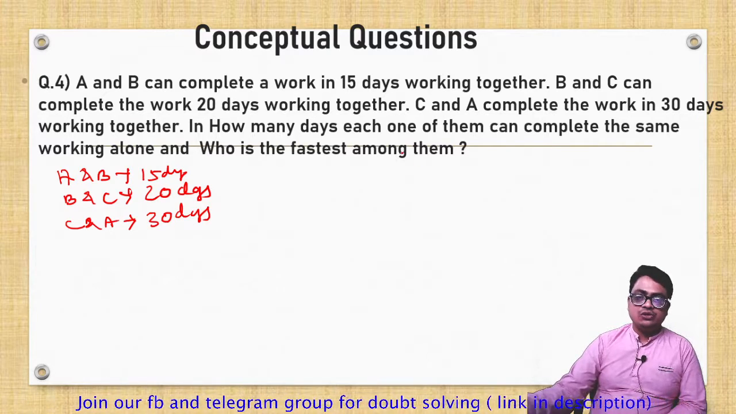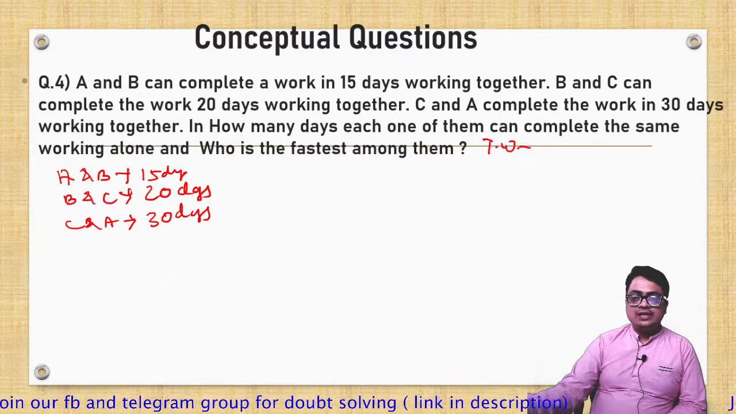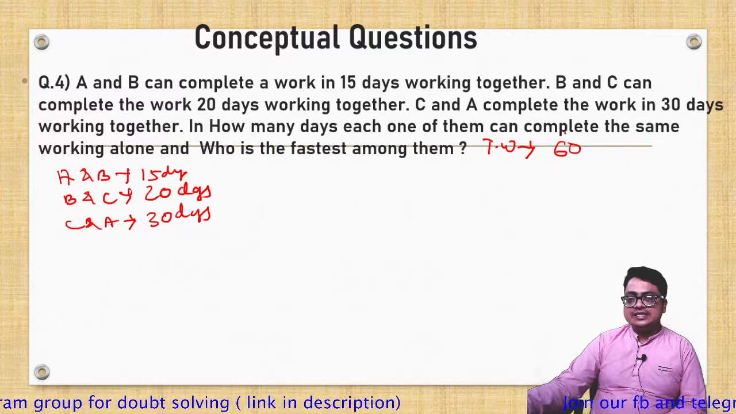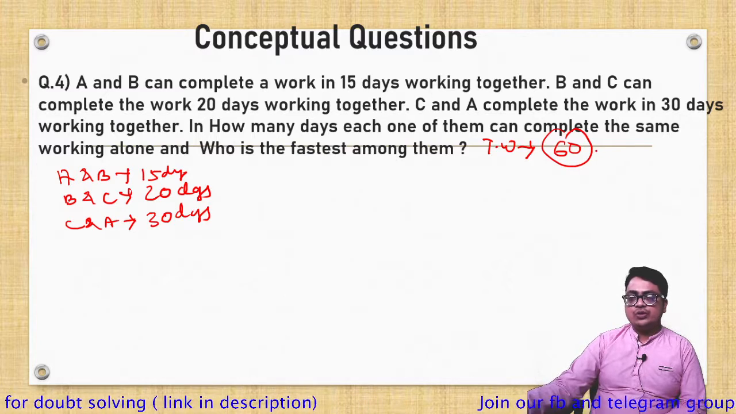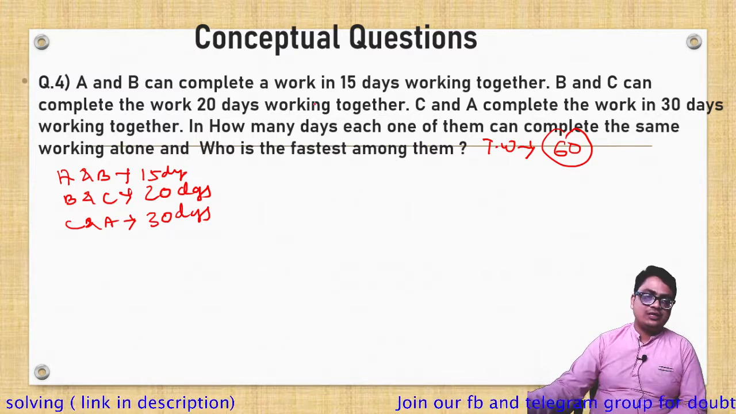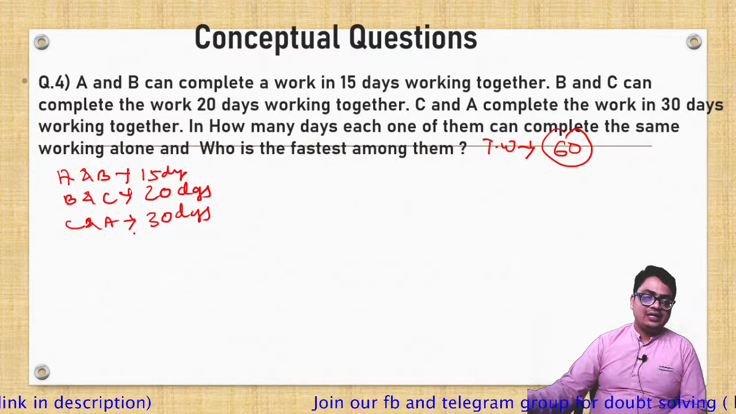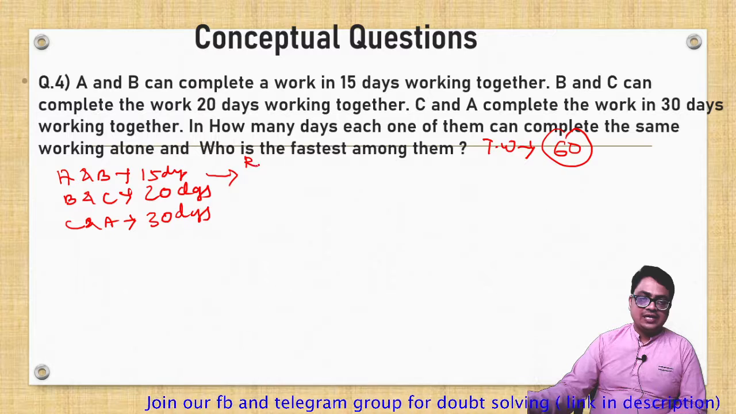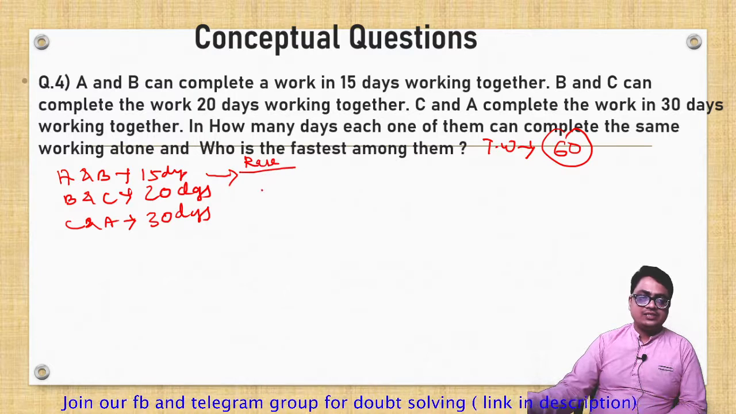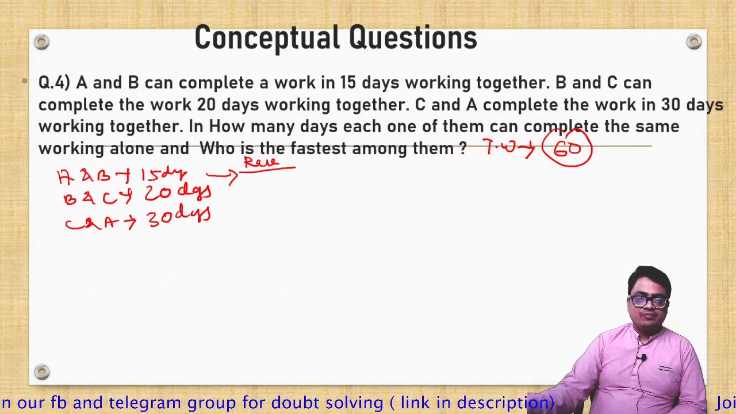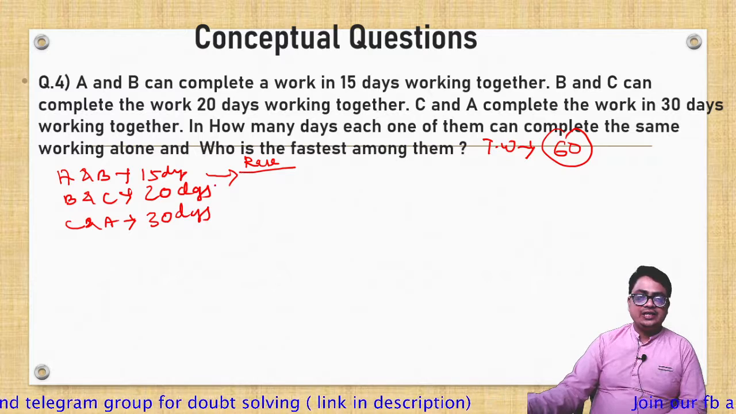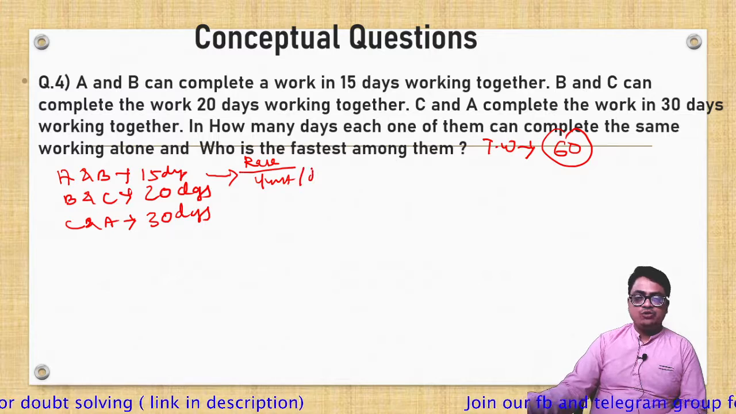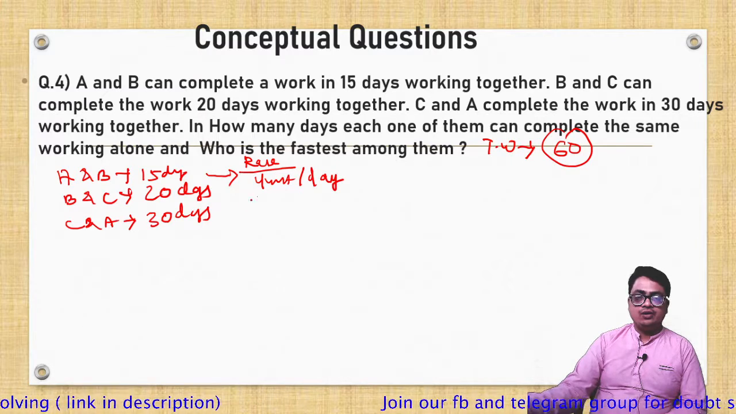The total work will be the LCM of 15, 20, 30, that will be 60. This is the total work, 60 units. A and B are doing it in 15 days. So what is the rate or efficiency of A and B? In 15 days they are doing 60 units, so in one day they will be doing 4 units. So the rate will be 4 units per day.